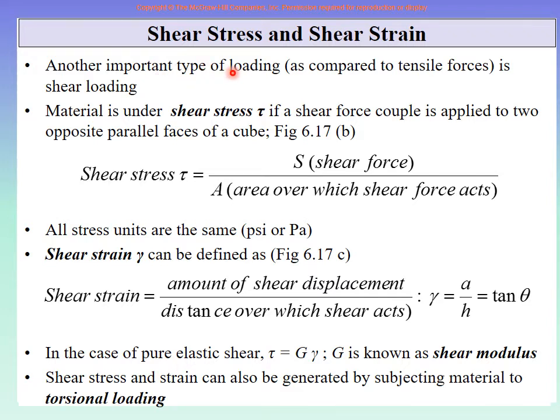Another important type of loading as compared to tensile is shear loading. Material is under a shear stress. The symbol is now tau, right? Again in Latin, Greek, this is like T, but this is tau, T-A-U, tau. It has the sound of T. So shear stress is there if a shear force couple is applied to two opposite parallel forces of the cube. We will show you the figure.